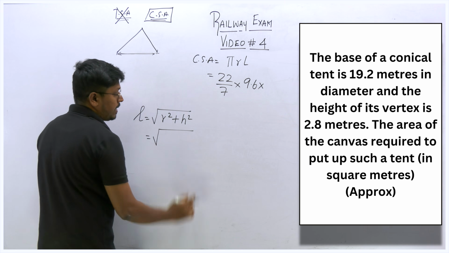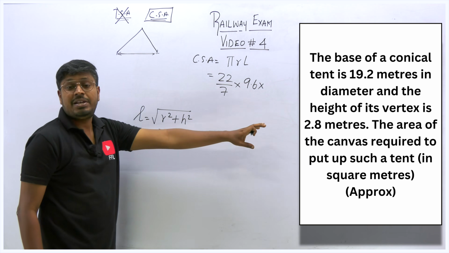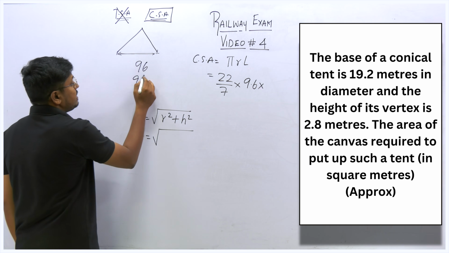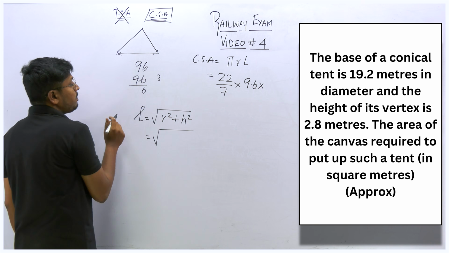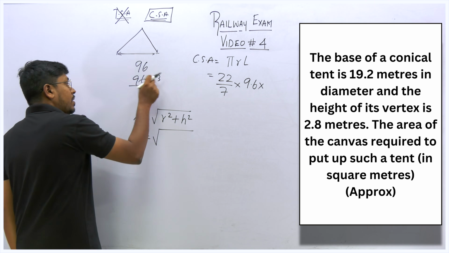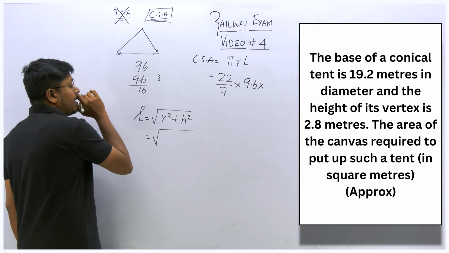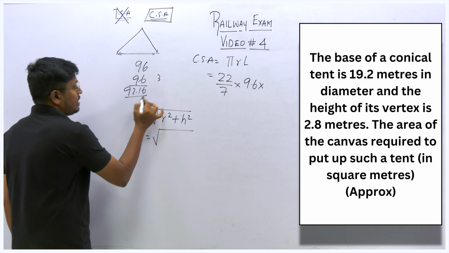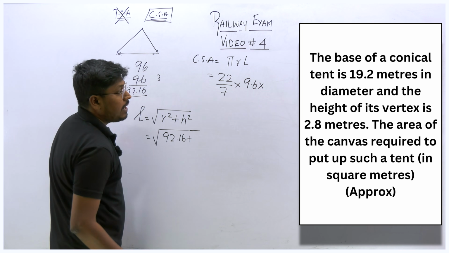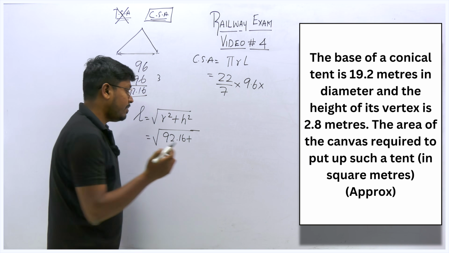First R square. R is 9.6, so we need to find 9.6 the whole square. 6 6s are 36, 9 6s are 54, and so on, which gives 92.16. Next is the height. The height is directly given in the question, which is 2.8. So 2.8 the whole square will be 7.84.